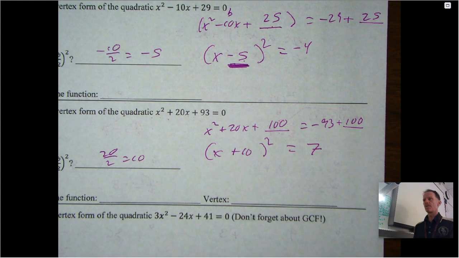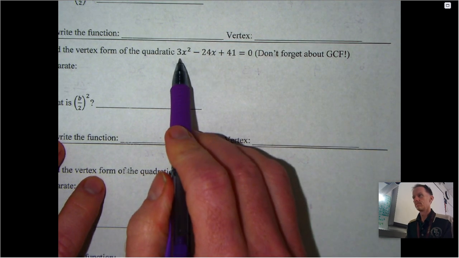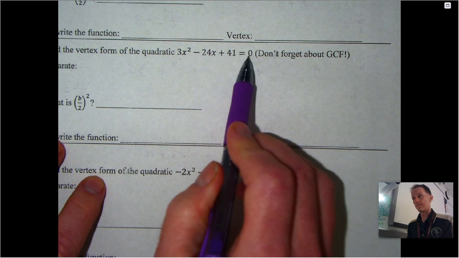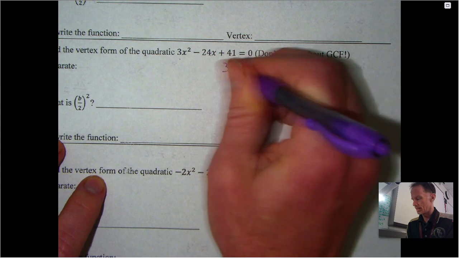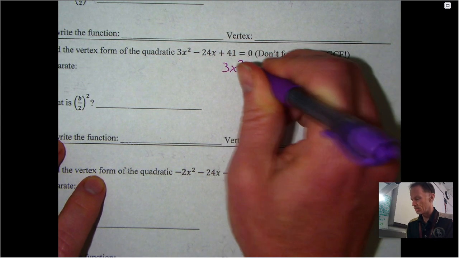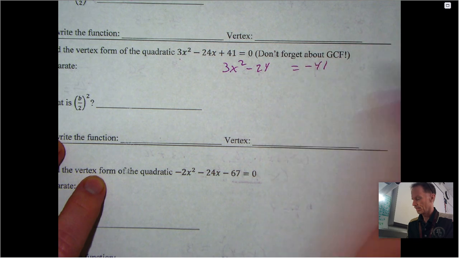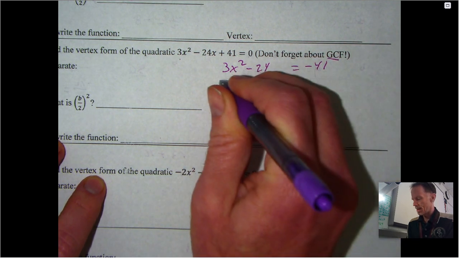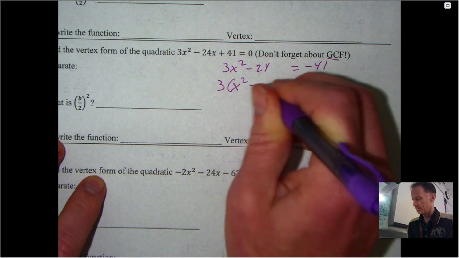Now, the only other thing I've got to talk about here is what happens if there's a leading coefficient. Okay, so we're going to start with the same thing. We're still going to subtract 41 and get that over here, but then we're going to look and see if we can get a GCF. Newsflash, you can. So look for a GCF, factor that out, and then that factor is just going to come along for the ride.